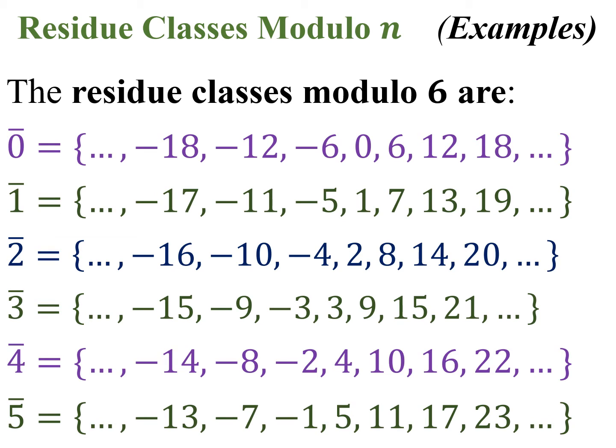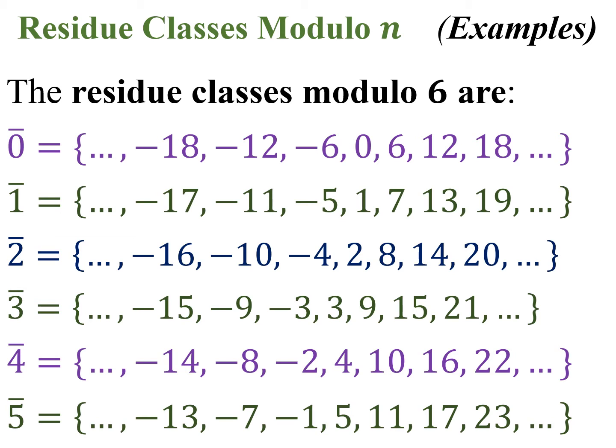In this way we can find the residue classes modulo any positive integer. See, the residue classes modulo 9 are class of 0, class of 1, class of 2, class of 3, class of 4, class of 5, class of 6, class of 7 and class of 8 only. These residue classes cover all integers.